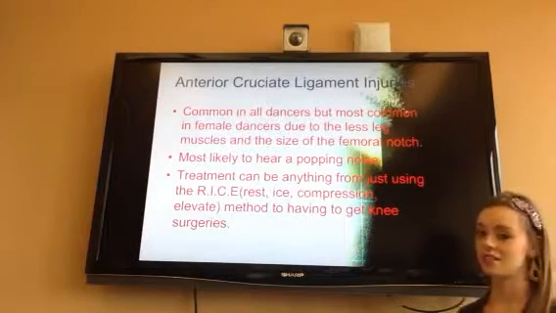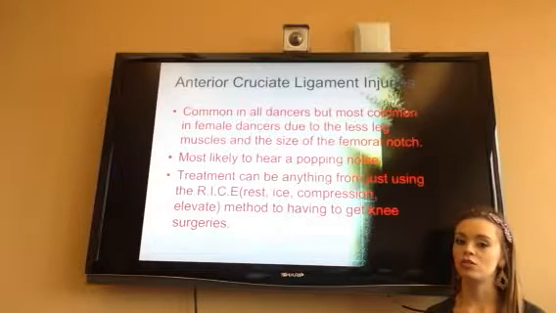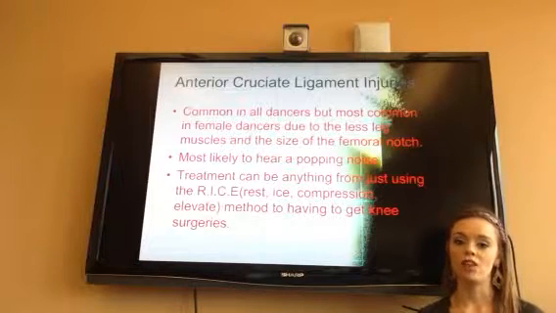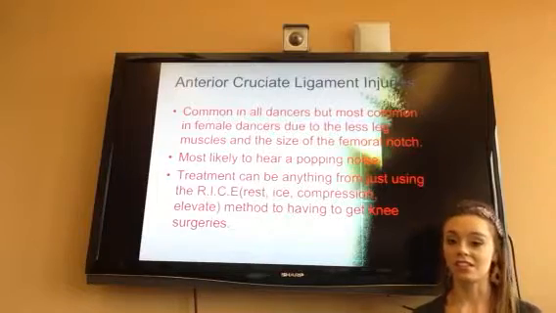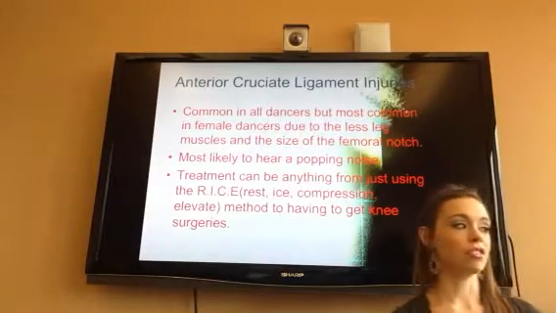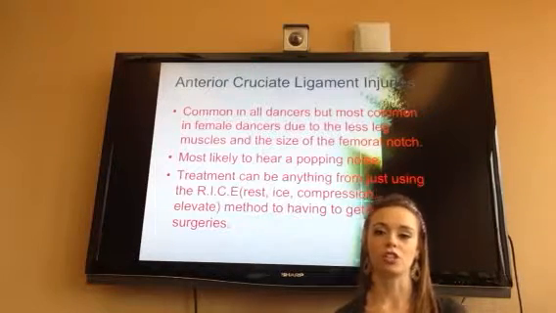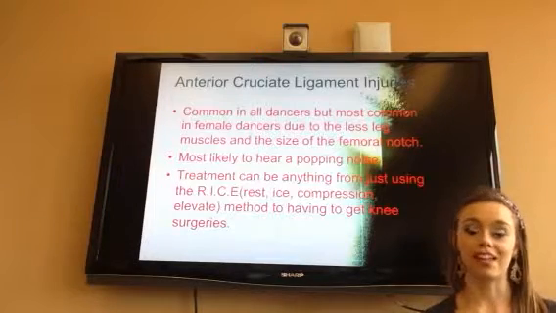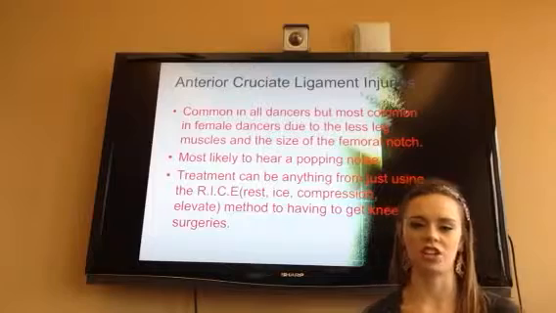Anterior cruciate ligament injuries are very common in dancers, but they are known to be especially common in female dancers. This is because we as female dancers don't have the same amount of strength in our quadriceps as male dancers. We also don't have the same size of femoral notch, which is very helpful to your knee. Most likely, when you have this injury, you're going to hear a popping noise in your knee.